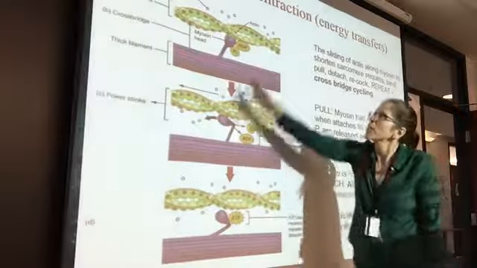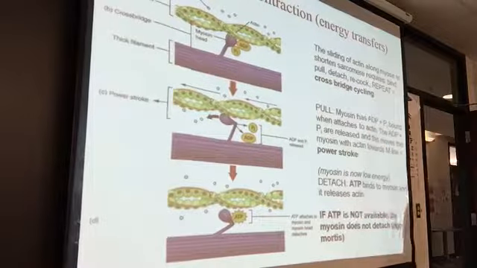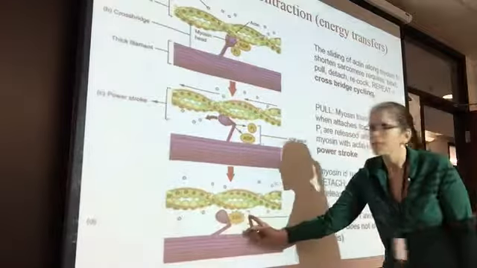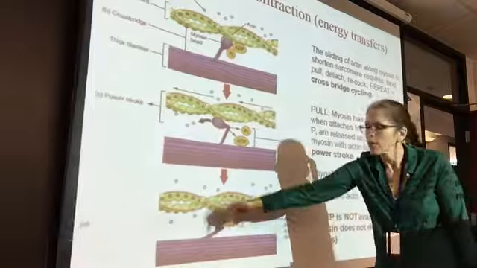And it'll reposition itself back to this. That's the recocking, if you will, or repositioning. And then it can attach again. But this time, understand, it's going to attach at a different place, isn't it, on the actin? And then it can repeat it again.